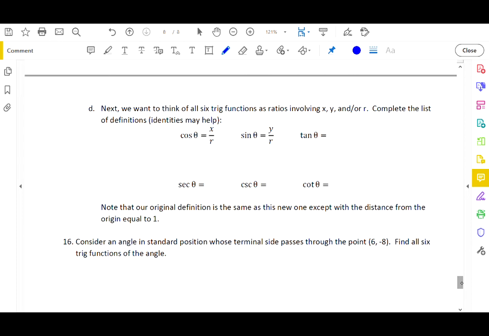Tangent is going to be sine over cosine, which is y over r over x over r. That simplifies to the much simpler and more familiar y over x. Secant is 1 over cosine. It's the reciprocal of cosine, so it will be r over x. Cosecant is the reciprocal of sine, r over y, and cotangent is the reciprocal of tangent, so x over y. Note that our original definition is the same as this new one, except with the distance from the origin equal to 1. So in our original definition, all of those r's would have been 1.